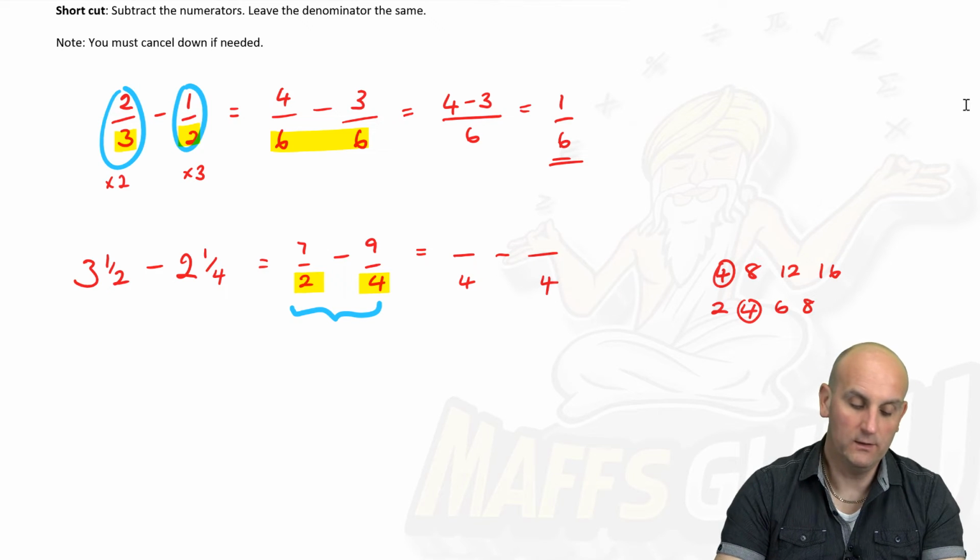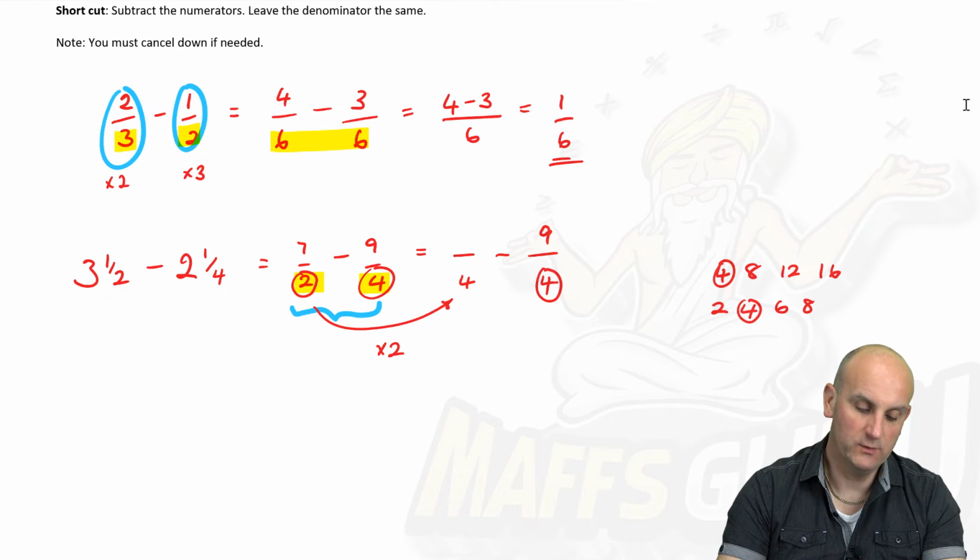How do I do that? Well, has that changed? No. So that doesn't change. Has this value changed? Yes, it's gone from a 2 to a 4, so it's actually doubled, which means I have to do the same to the top number there, and it becomes double.